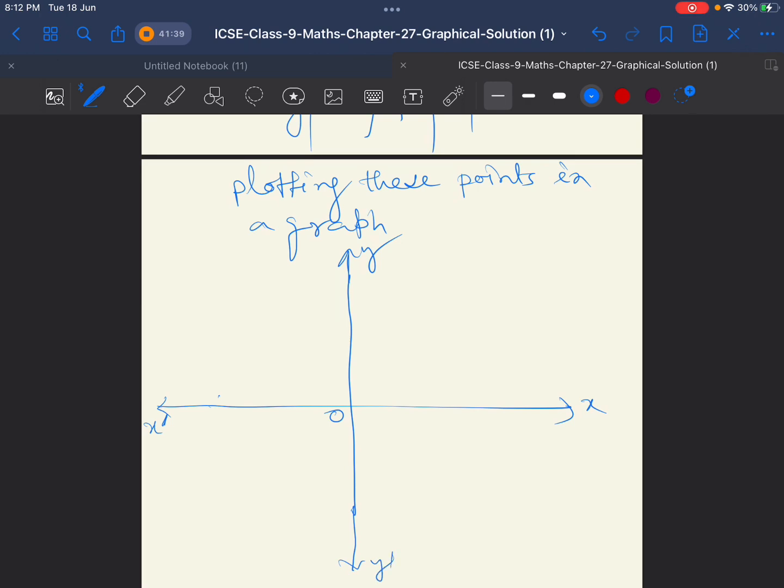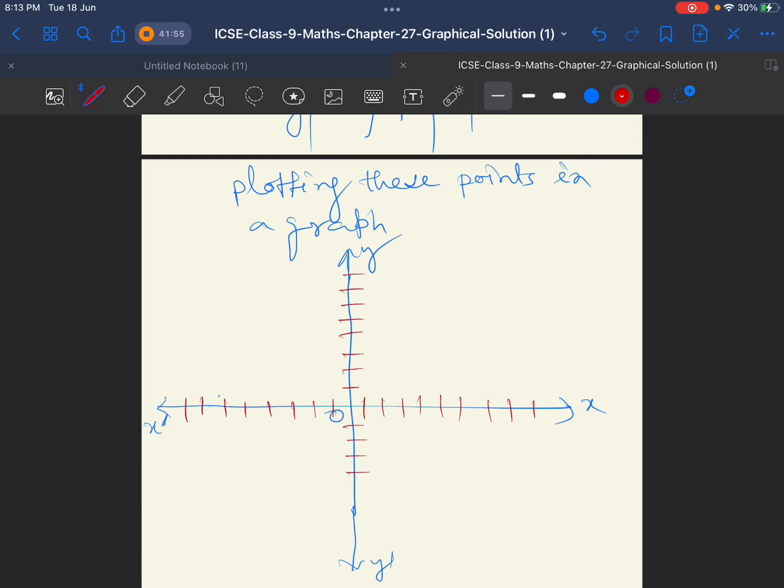X O, X dash, Y O, Y dash. Okay, 1 2 3 4 5 6 7 8 9.